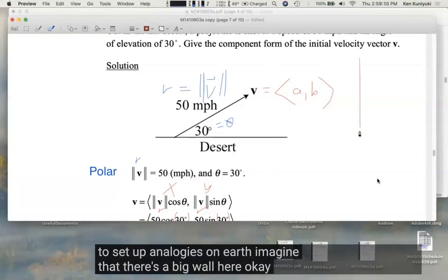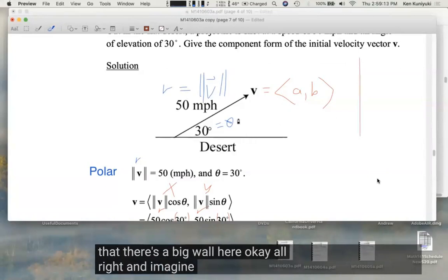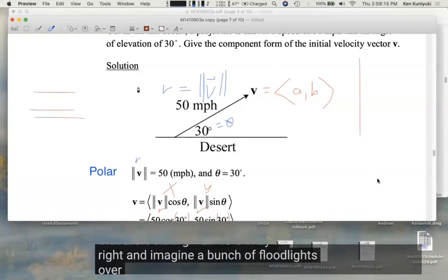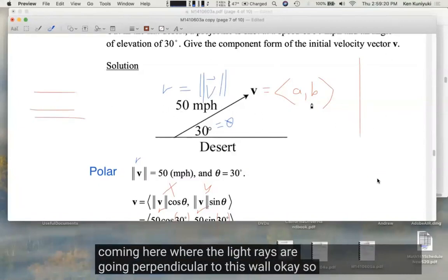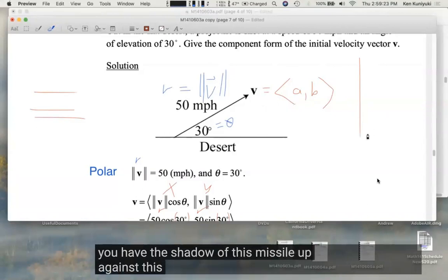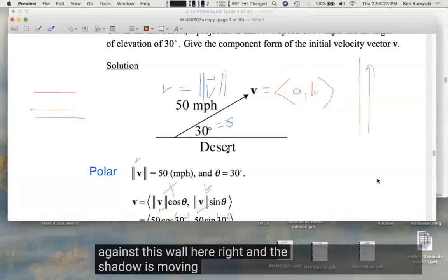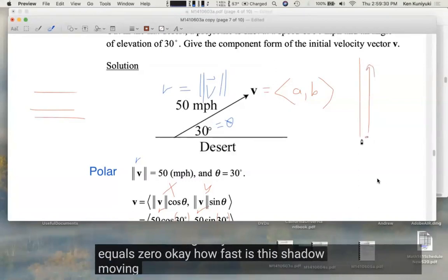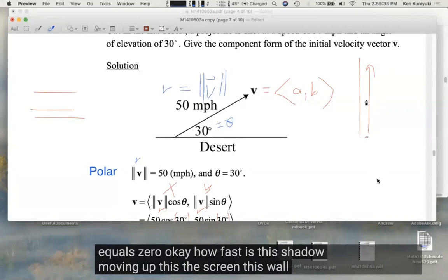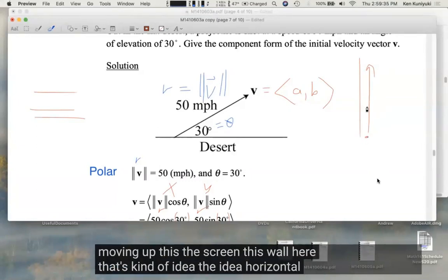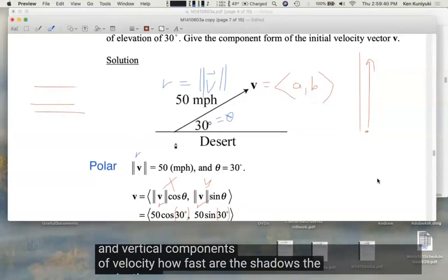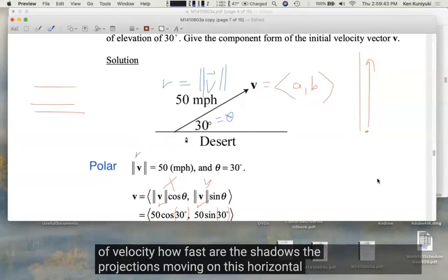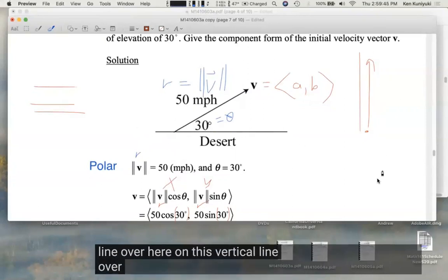Imagine that there's a big wall here, okay? All right, and imagine a bunch of floodlights over here. You have a bunch of lights coming here where the light rays are going perpendicular to this wall, okay? So you have the shadow of this missile up against this wall here, right? And the shadow is moving, okay? So at time t equals zero, okay, how fast is this shadow moving up this wall here? That's kind of the idea. Horizontal and vertical components of velocity. How fast are the shadows, the projections, moving on this horizontal line over here and on this vertical line over here.